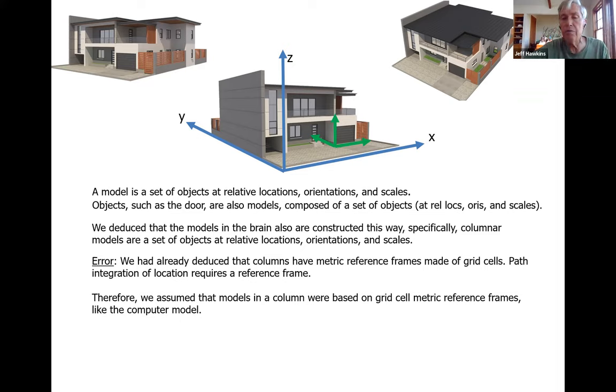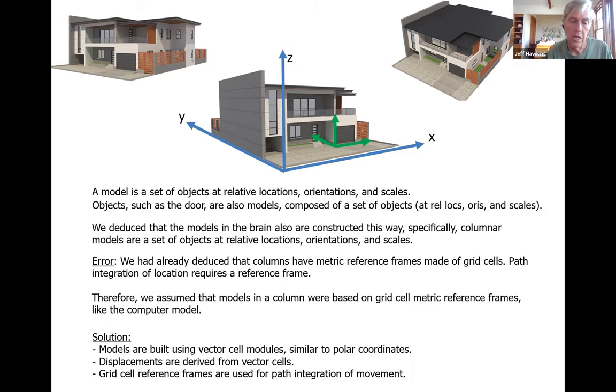But that was a logical assumption. We said, okay, we know we're going to have these compositional models, objects composed of other objects at relative orientations. We knew there was already a metric reference frame in each cortical column. So that's how they're built. But that was a mistake. The solution, and Marcus gets credit for this, is that models are not built using grid cell reference frames. Models are built using a different type of representation, these vector cell modules. They're more like polar coordinates, okay?